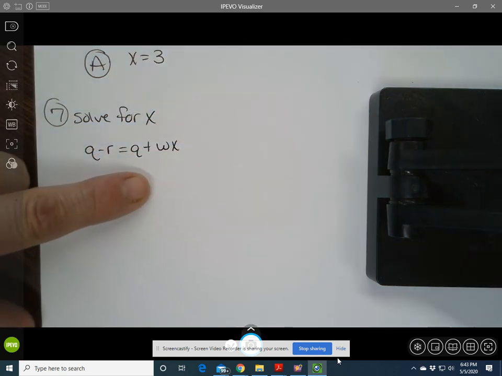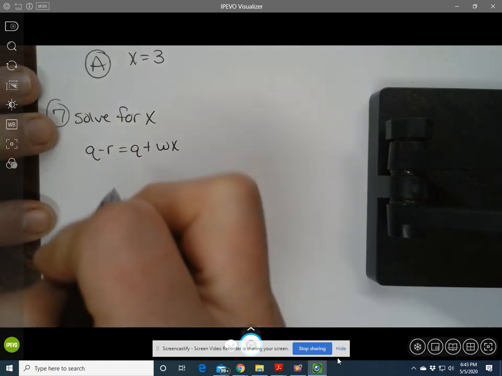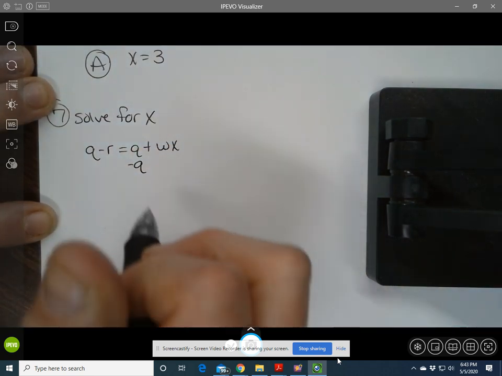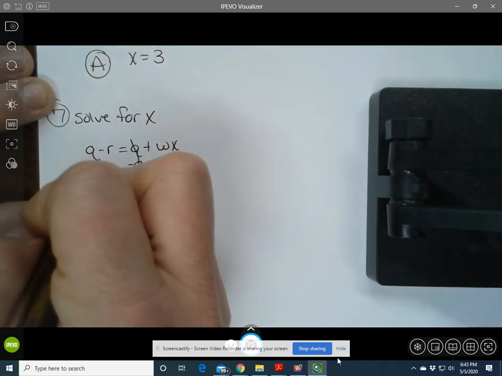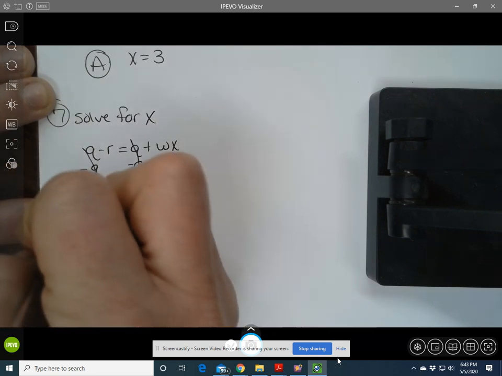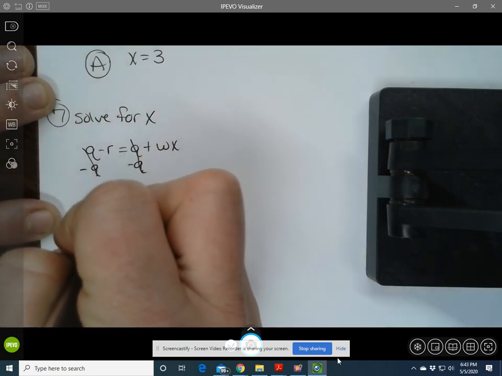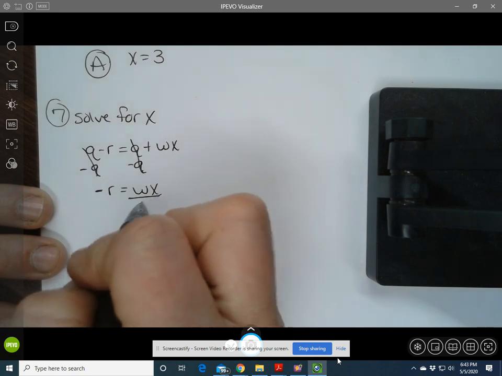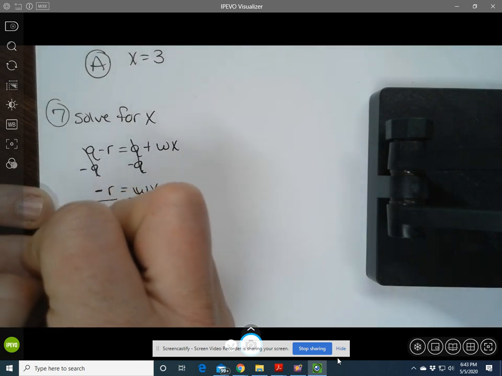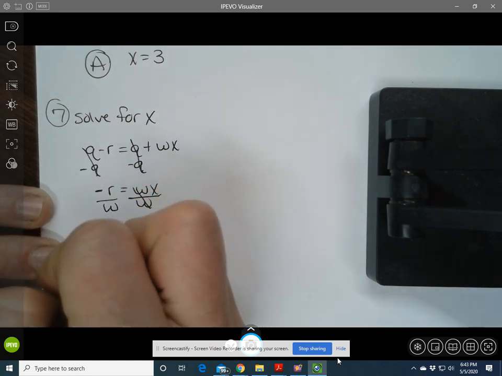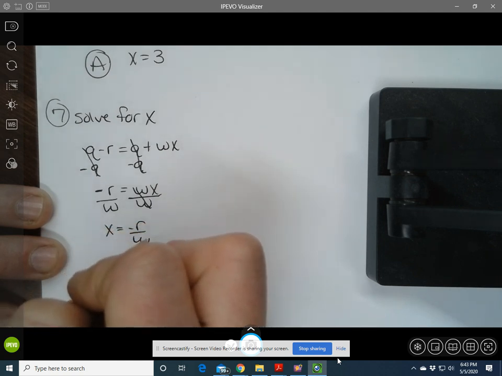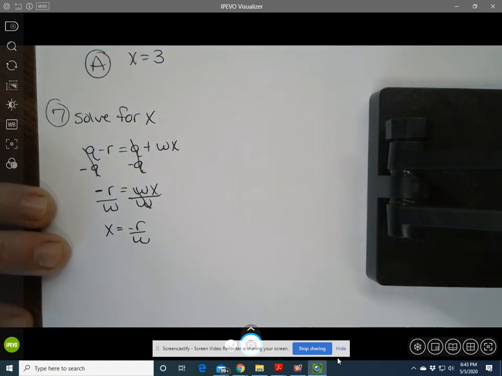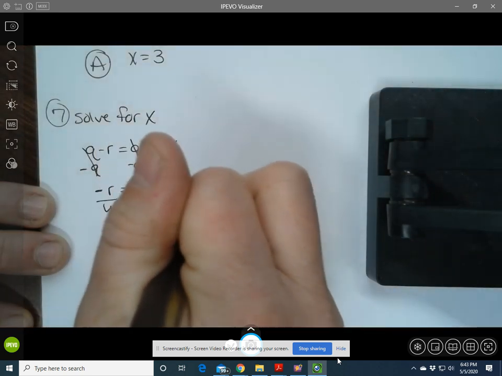So the first thing I need to do is get the stuff that's not hooked to the variable away from it, because I'm trying to solve for x over there. So I'm going to subtract q from here, and those disappear. Well, the same thing's going to happen here, because q minus q. So that leaves me with a negative r equals wx. And again, since those are being multiplied because they're stuck together, you're going to do the opposite operation. So you're going to divide by w. So that means x equals negative r over w, which is answer A. We've had a lot of A's so far.